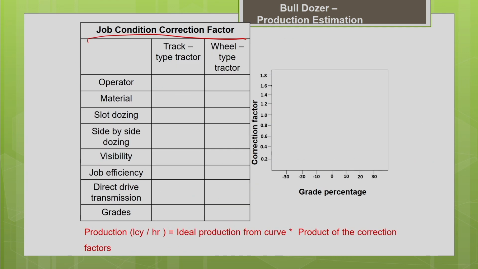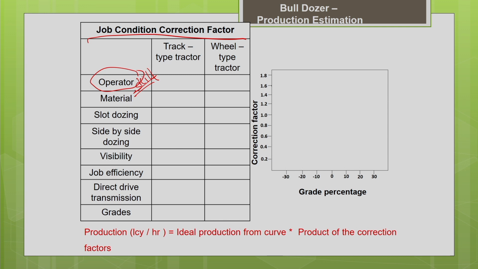So, what are all the correction factors? See, it depends upon the operator's skill. The ideal curve was based on the assumption that the operator skill is excellent. But if your operator skill is poor, then accordingly you apply the correction factor. What is the correction factor? You refer to the literature and pick up the value.